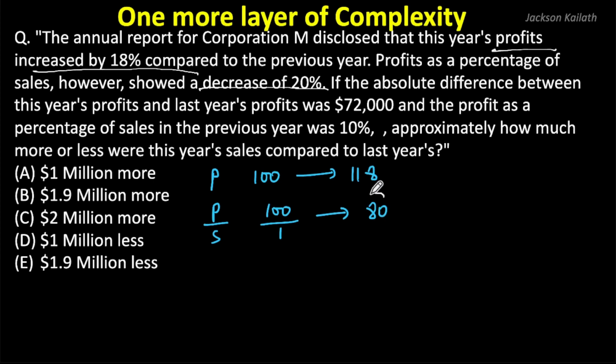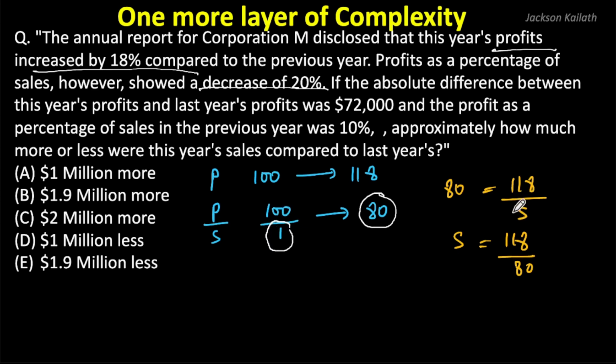So this 80 over here is the profit to sales ratio for the second year. If we were to independently calculate it, we would take the profit for the second year, which is 118, and divide it with the new sales. So I can say 80 is equal to 118 divided by S, and S is equal to 118 divided by 80. Now remember, the initial sales was taken as 1 over here, and the new sales we got over here is 118 divided by 80.